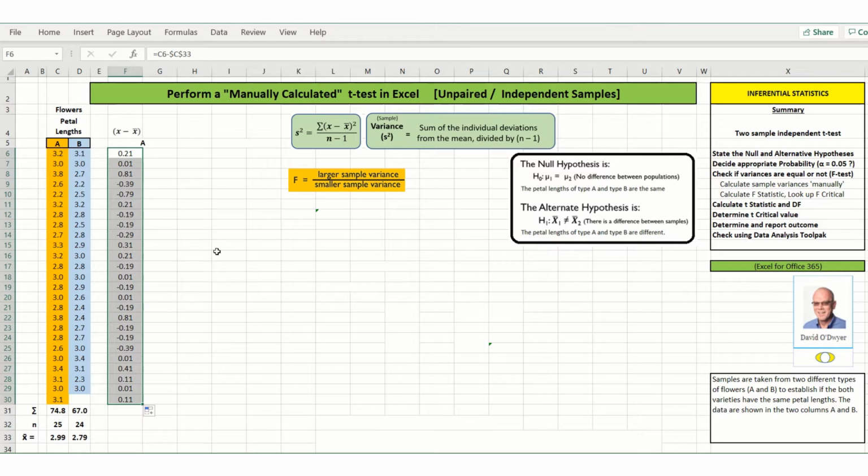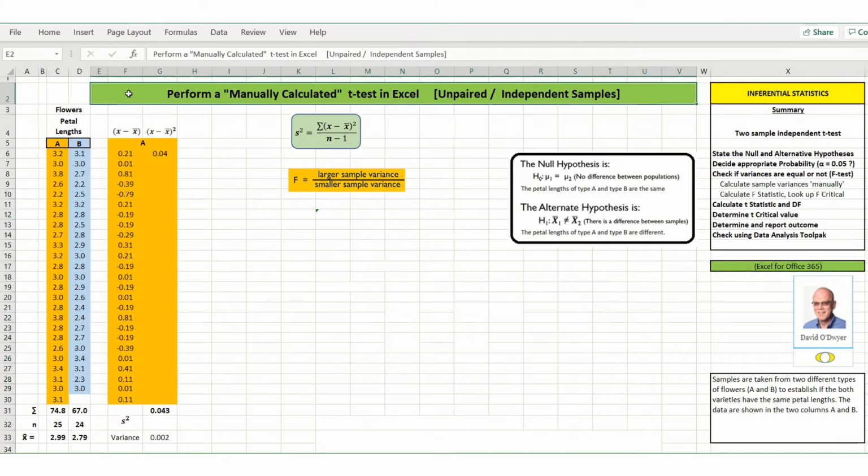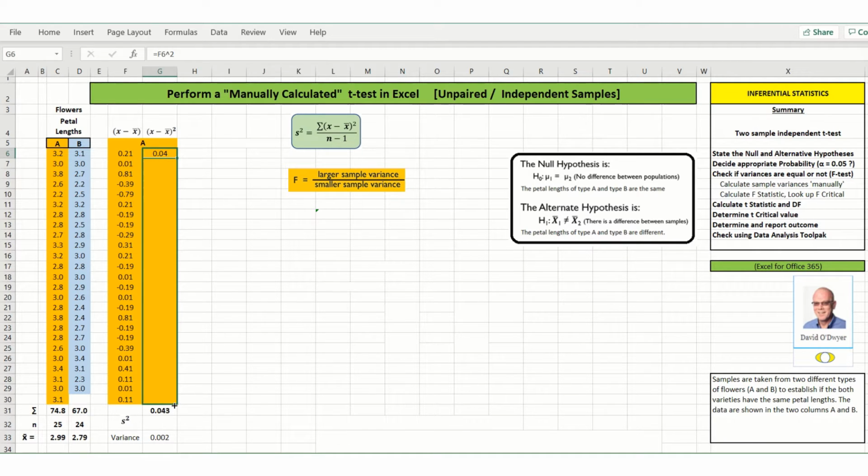Our next step is to put in a column for x minus x bar squared, in which we square each of these single values. I've color coded two columns here just to make it clearer which is A, and we've done the first calculation here, which is 0.21 squared. Then I'm going to use the autofill function in Excel to fill in the rest to get all the values of x minus x bar squared for sample A.